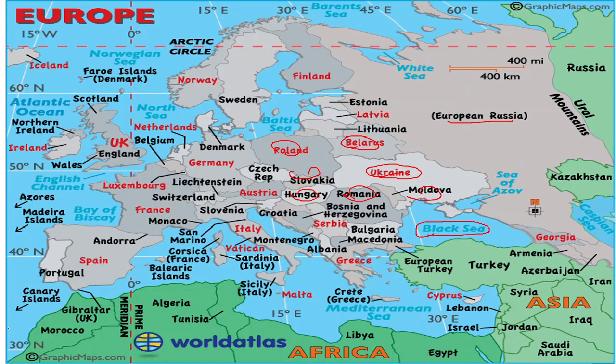These are the immediate neighbors. Once again, you can see Belarus, Poland, Slovakia, Hungary, Romania, Moldova, and then the largest one, Russia. So these are the neighboring countries. You can also see the Black Sea and the Azov Sea. Here is the Azov Sea, and this one is the Black Sea, connected through the Strait of Kerch. So these are the important locations and the neighboring countries.